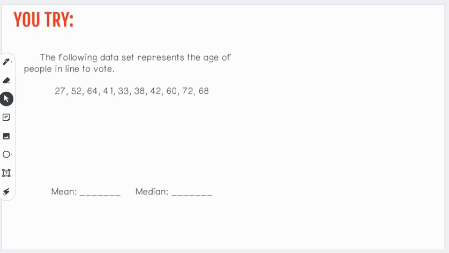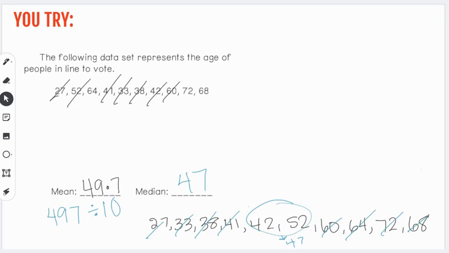All right, go ahead and try this one on your own and then press play to see if you get the correct answer. All right, for the mean, you should get 49.7. So when we added all those numbers up, you should have gotten 497 divided by 10 because there's 10 numbers there. And then for the median, you should have gotten 47.